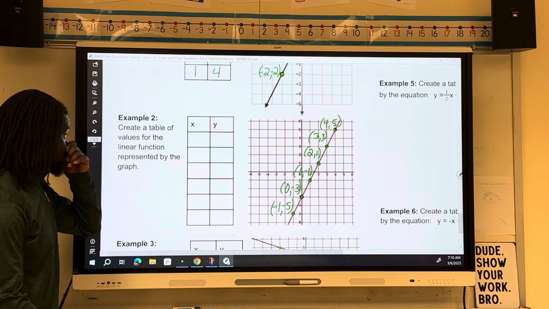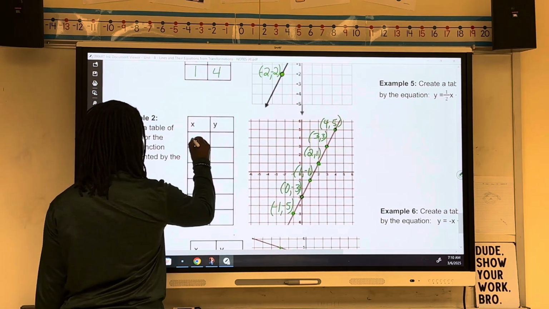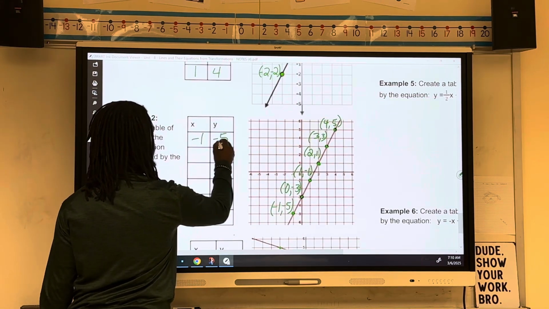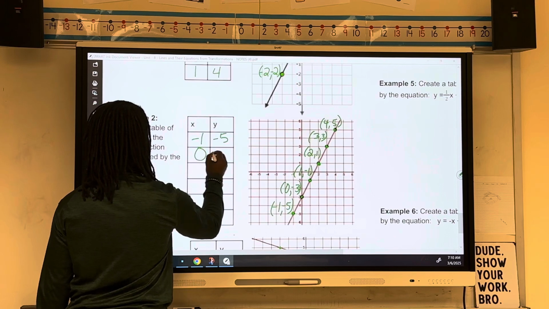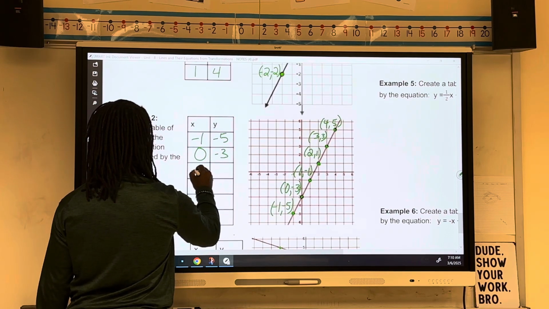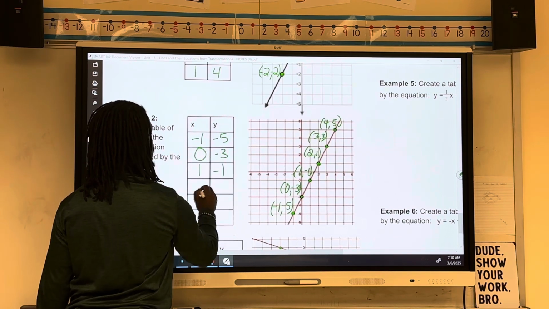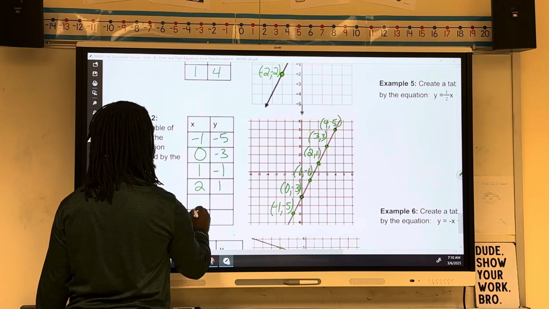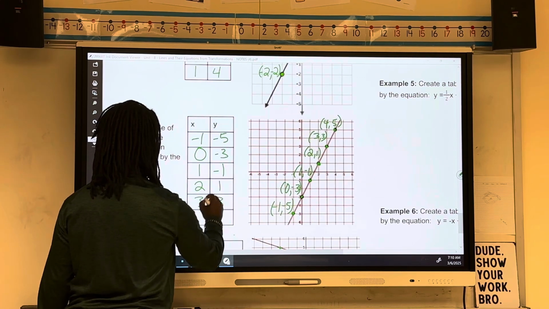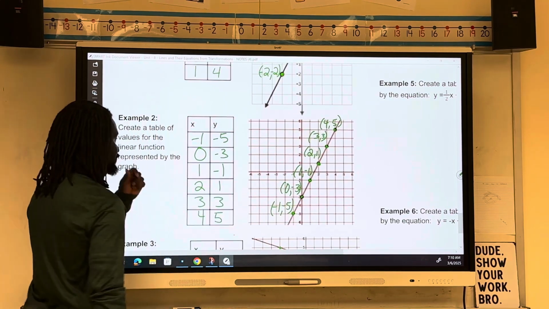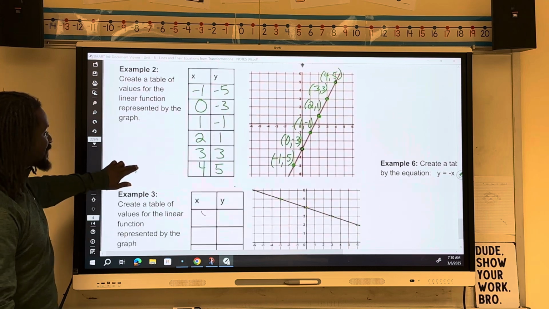Okay, so then let's put our points into our table. -1, -5, 0, -3, 1, -1, 2, 1, 3, 3, and then 4, 5. All right.